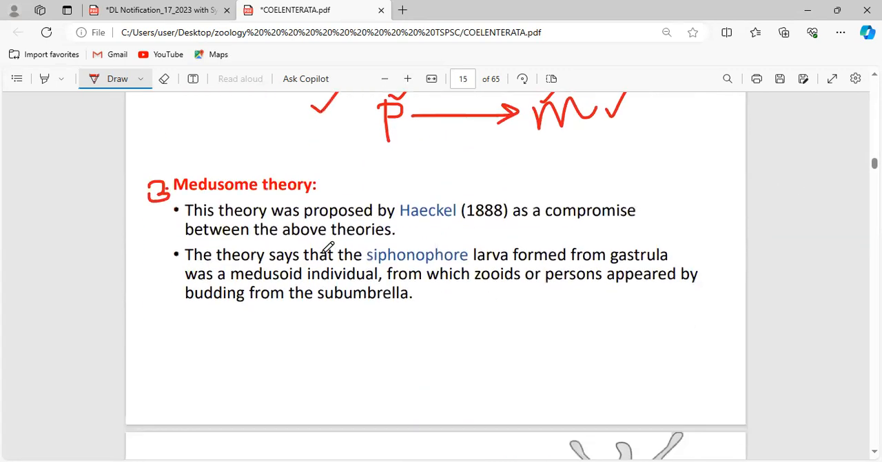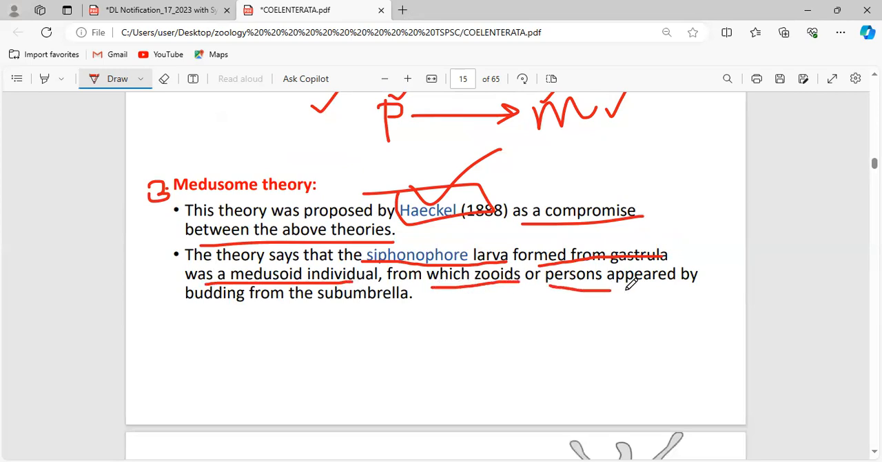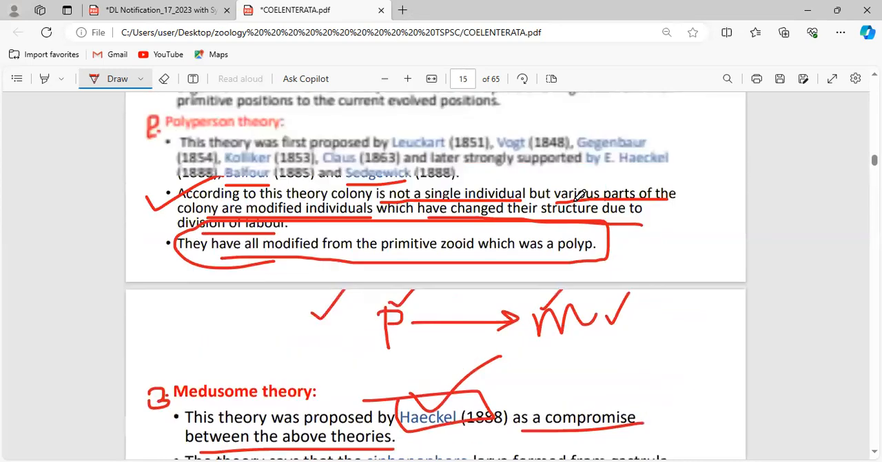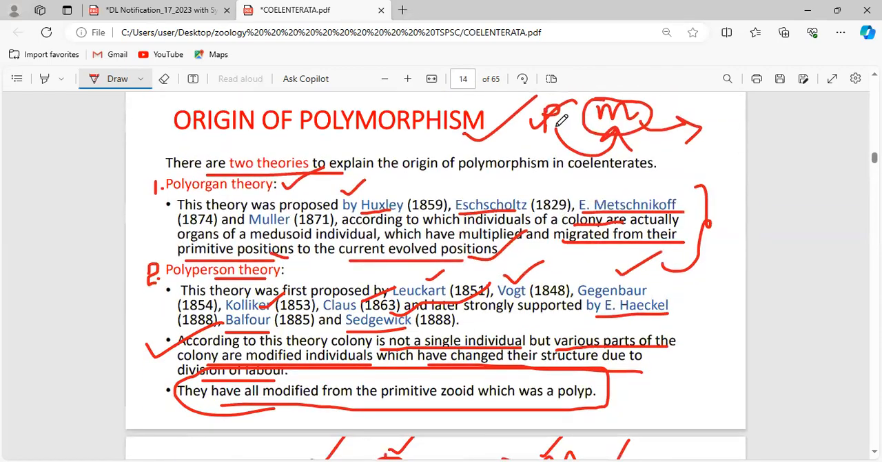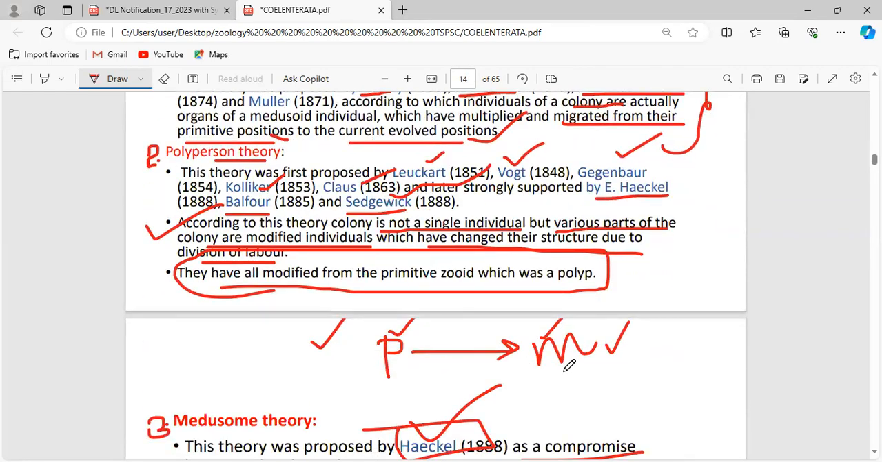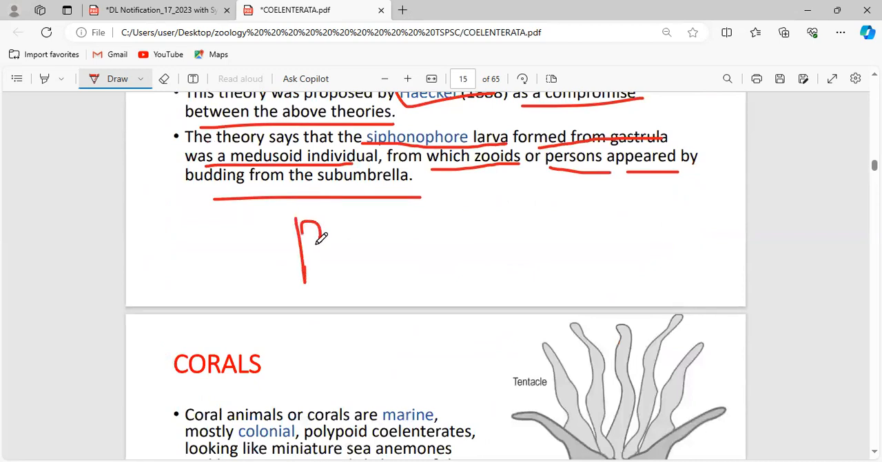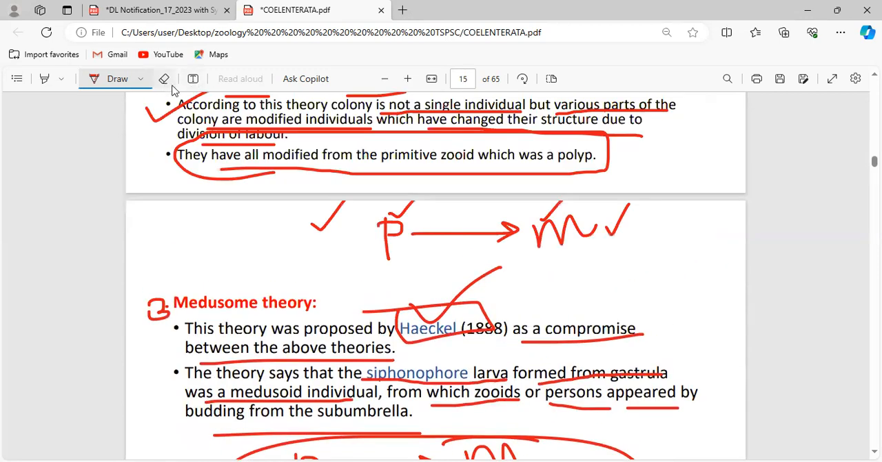Okay. In medusoid theory, it was put forth by Ernest Haeckel, as a compromise between the above theories. The theory says that siphonophore larva formed from the gastrula was a medusoid individual from which the zooids or persons appeared by the budding from the subumbrella. What they are saying again is this primitive structure is nothing but the polyp, and from this polyp this subumbrella shape medusa will be developed. See, the naming is different.